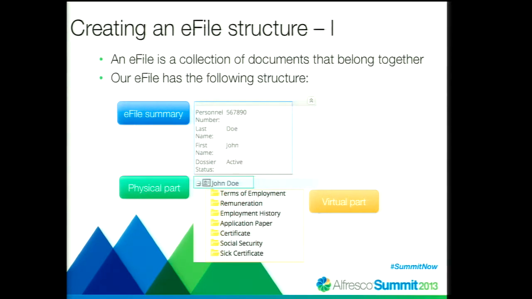Then the e-file itself, in our case, consists of a physical part and a virtual part. This is one option. We have different kinds of e-files. This one is one option because it combines a physical folder in share and the content, and the subfolder structure here is virtual. So it's more or less just a search template definition. And it's a more flexible solution.